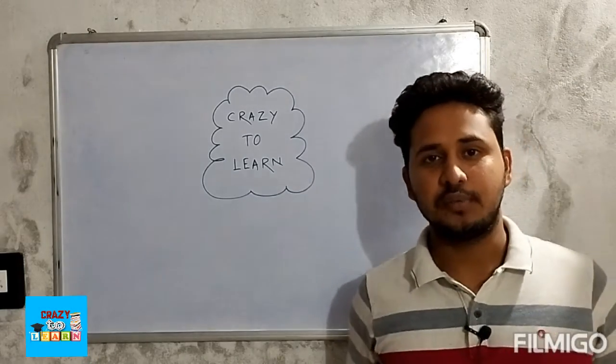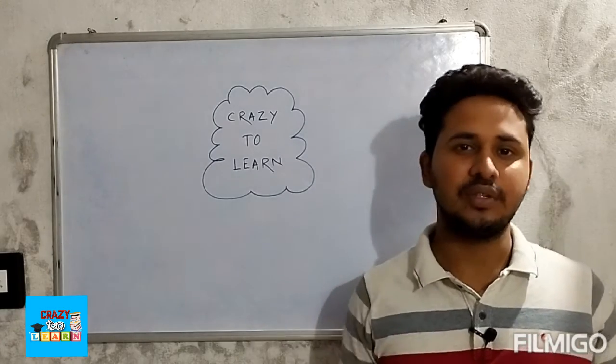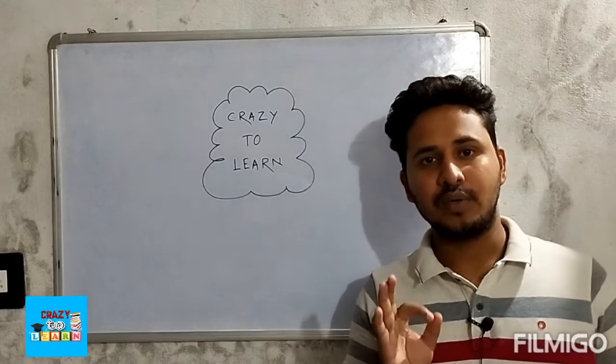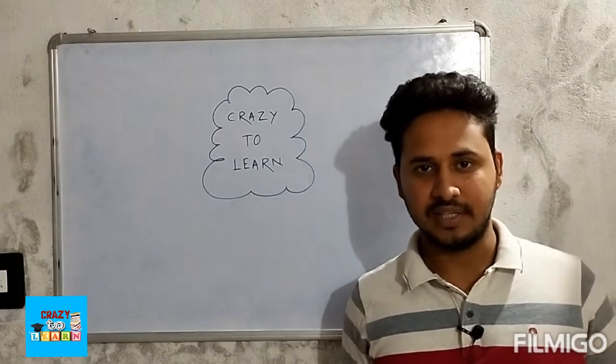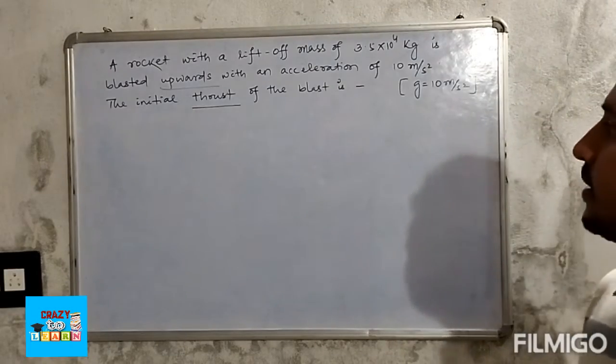Today we will discuss some numerical problems related to Newton's laws of motion and straight line motion. This is the third part of numerical problems and solutions. For part 1 and part 2, follow my description link. Let's start. The first problem is given here.